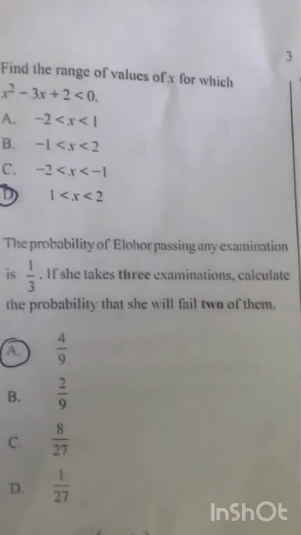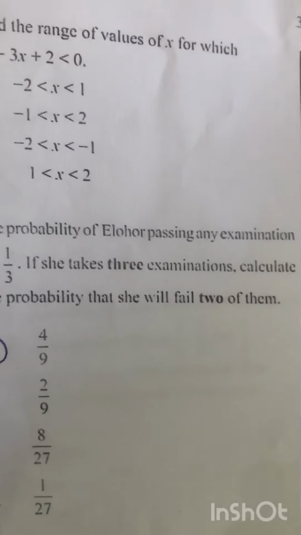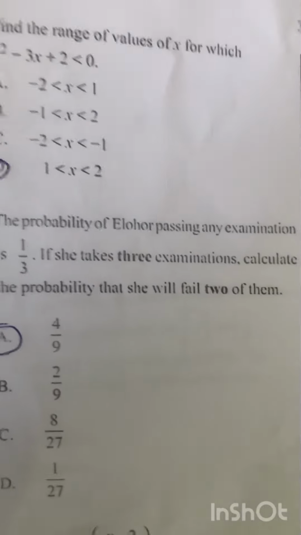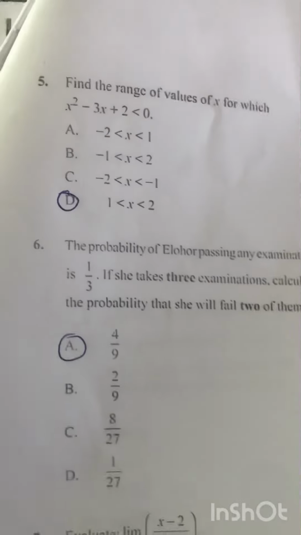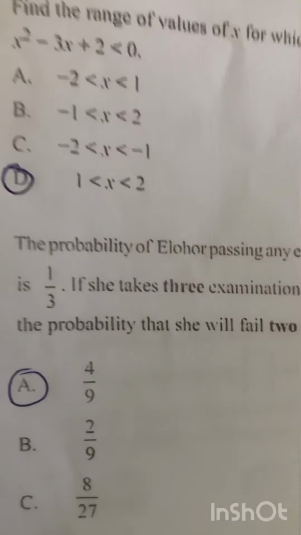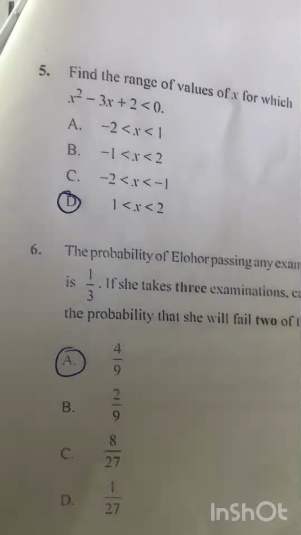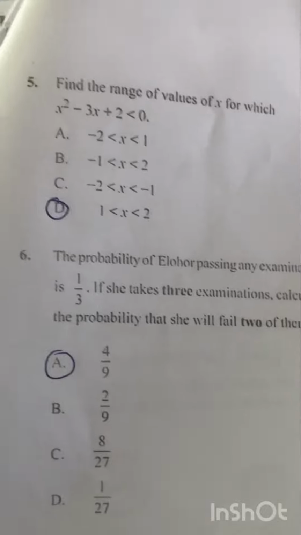Question 6 says the probability of Elohor passing any examination is 1 over 3. If she takes 3 examinations, calculate the probability that she will fail 2 of them, which means she will fail 2 and pass 1. So if the probability of passing is 1 over 3, the probability that she will fail is 1 minus 1 over 3, which is 2 over 3. So pass is 1 over 3, fail is 2 over 3.